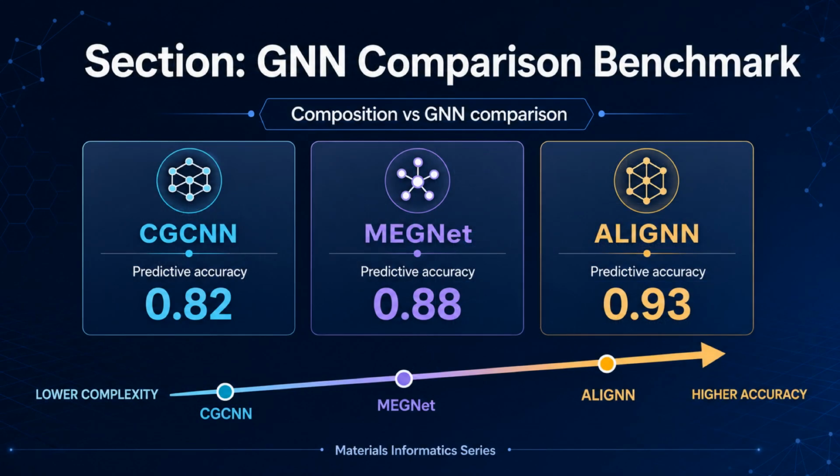Graph neural networks like CGCNN and MEGNet use crystal structure information for predictions. They typically achieve higher accuracy than composition-only methods. However, they require structure data and more computation. Let's understand the accuracy-speed trade-off.